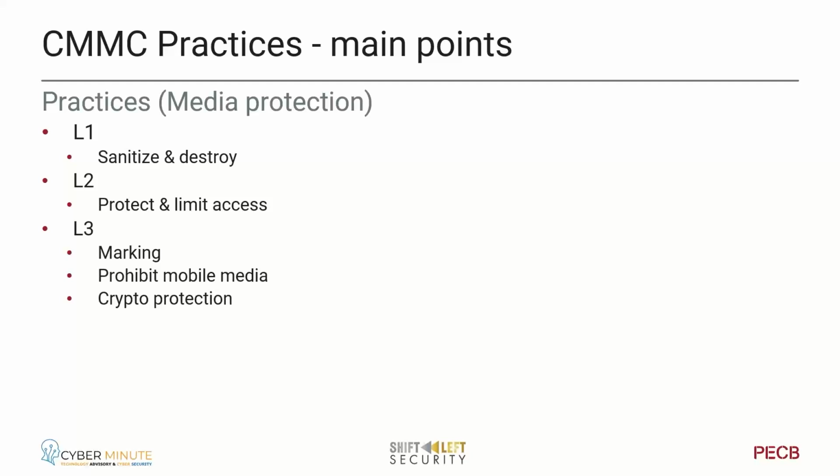So it's a lot, and you need to be able to mark media. You need to have a policy that you are not allowed to use USB or other mobile media, for example an SD card, or need to implement encryption. So crypto protection, it's not protecting against crypto lockers, but it means that you encrypt data when you need to store this on a digital media for transportation or whatever that you would need to do. Okay, next one.